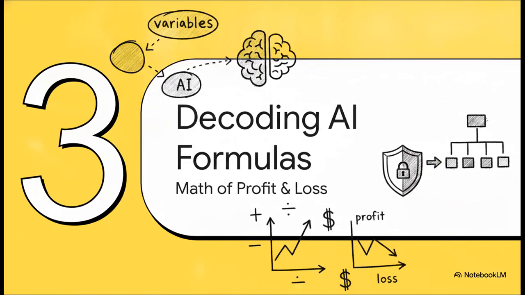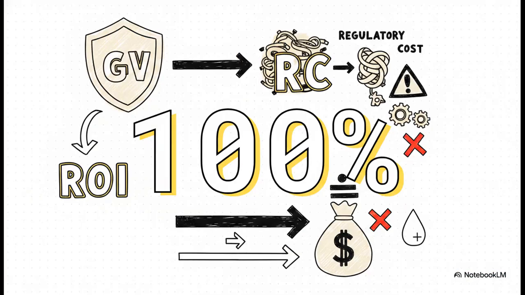Section 3. Decoding the AI formulas. So how do these 3 variables actually interact? Well, here's the formula every single CFO cares about most: governance ROI. This equation converts the totally abstract idea of being compliant into a hard, actionable capital allocation decision. Basically, governance ROI equals governance value minus regulatory cost, divided by regulatory cost.